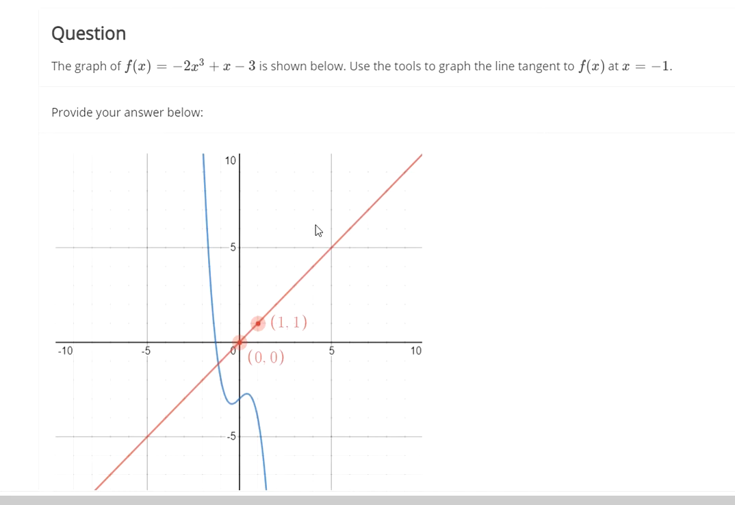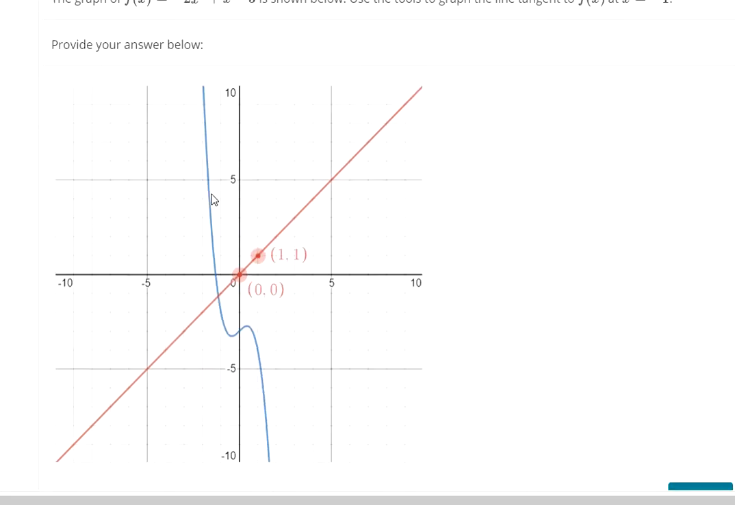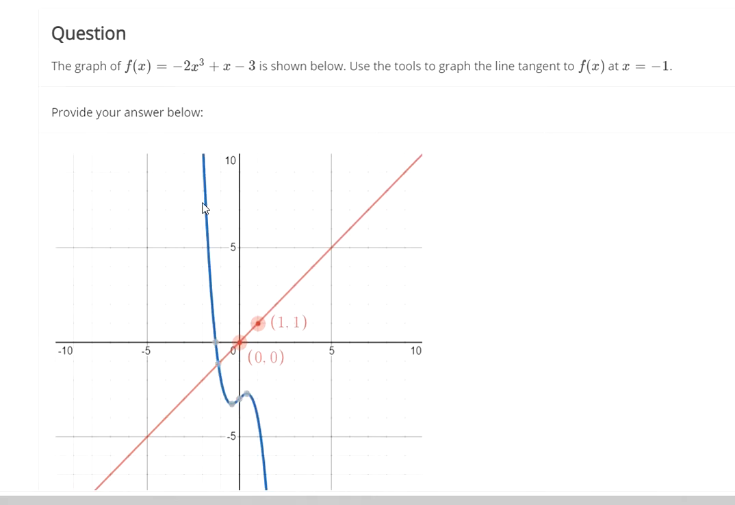The graph of f(x) is shown below. Man, they should be more specific. It's the blue graph, right? So we need to use the tools to graph the line tangent to f(x) at x equals -1.